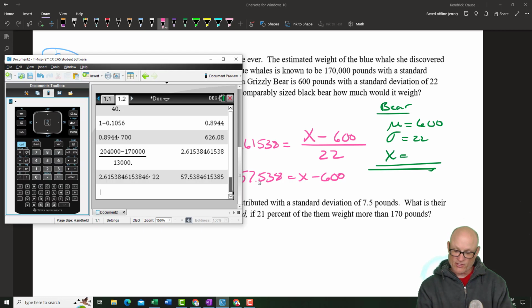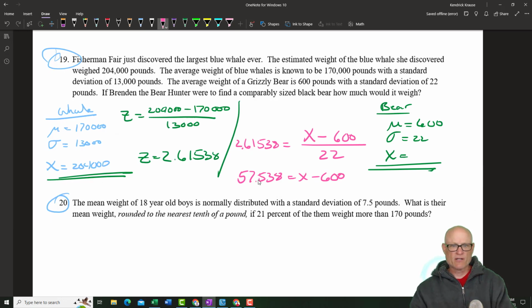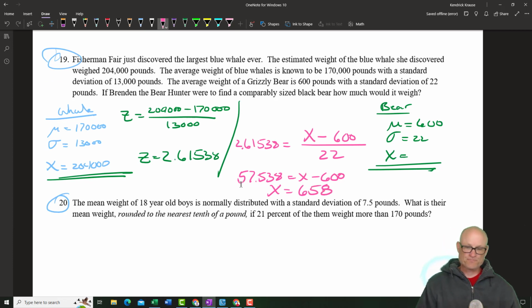Now I'm just going to add 600, and I get 657.538. I should have said to the nearest pound or something like that. So let's round this to the nearest pound. 658 pounds. So x equals 658 pounds.